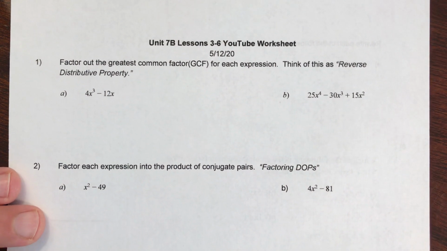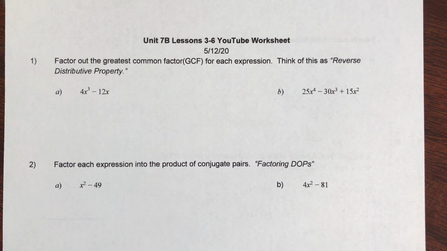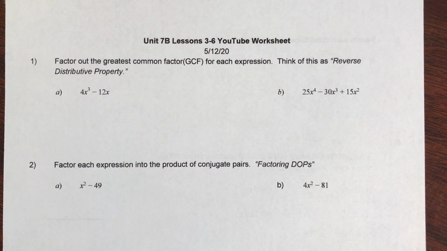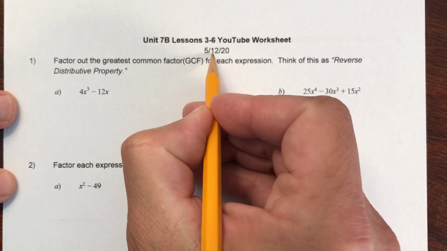We are doing Algebra Unit 7B lessons 3 through 6, May 12. That was all the factoring. So you're going to see a lot of greatest common factor, DOPS, and unfoiling today. Some people say factoring trinomials, but it's all the same. So again, make sure you're on the right date, 5/12.